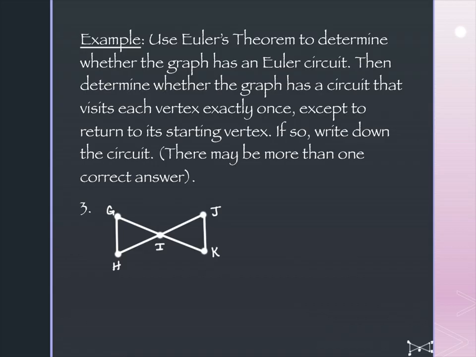So what are we going to do to start with this? Yeah, we're going to find out if it has an Euler circuit by counting the degrees, right? So let's start with G. It's the top left corner. What's the degree of G? H, I, J, and K? 2. Okay, does it have an Euler circuit? Yes. So the first thing to note is that yes.